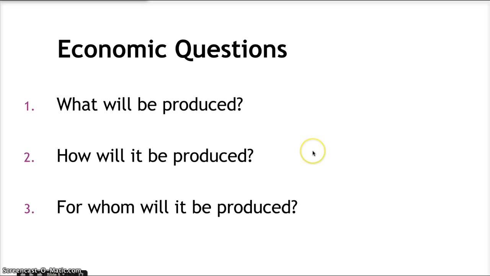The second question, how will we produce? That's simply saying, how will we use our resources to produce this product? In what manner will we take the raw materials, the limited resources, and convert or transform them into the finished product? Different countries can answer this in different ways. In the United States, the simple answer is whatever is most efficient.